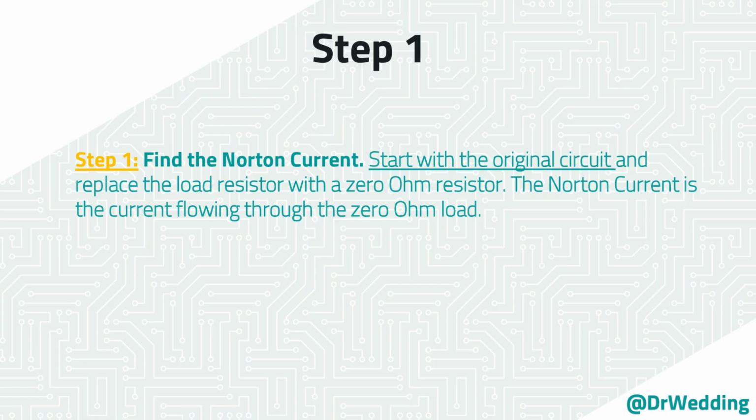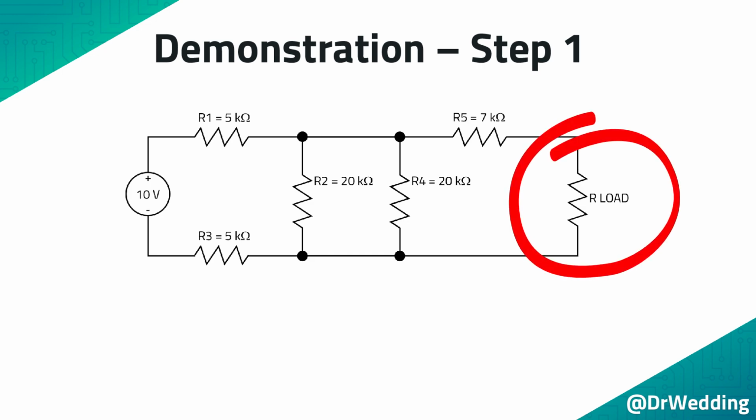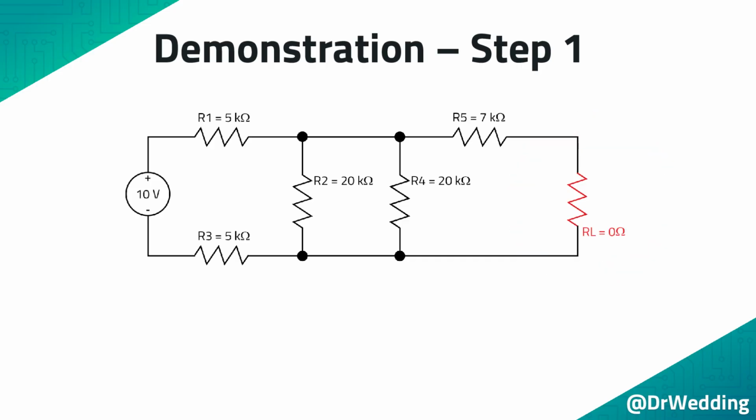Step 1. Find the Norton current. Start with the original circuit and replace the load resistor with a 0 ohm resistor. The Norton current is the current flowing through the 0 ohm load. To find the Norton current, start with the original circuit and set the load resistor to 0 ohms. Don't worry, you will always be told which resistor is the load resistor. The Norton current is the current flowing through the 0 ohm load resistor.